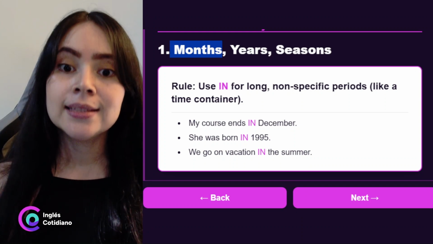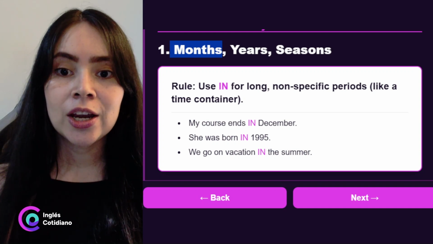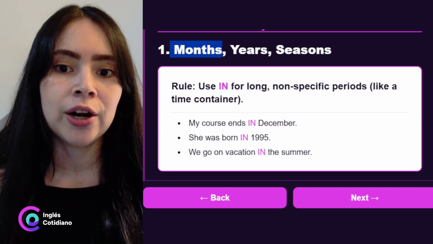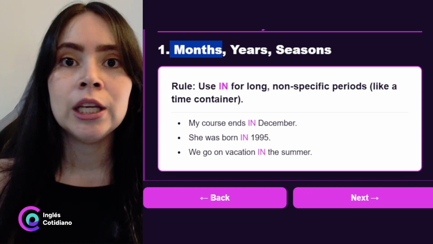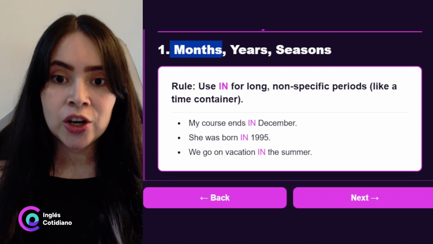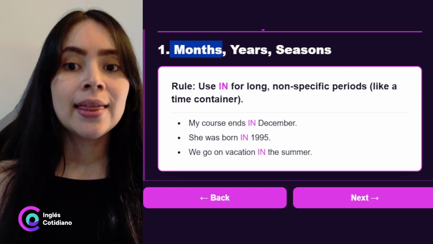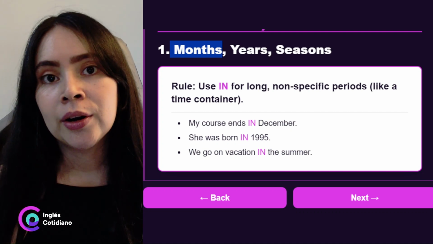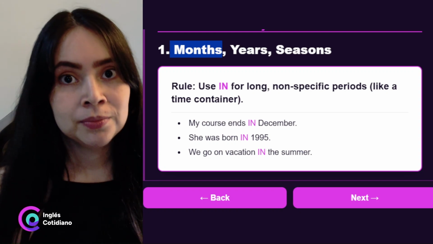The second example says she was born in 1995. Here we mention a year, in 1995. My daughter was born in 2001. The last example that we have here says we go on vacation in the summer. This is a season. So you can say in summer, in winter, in fall or autumn.